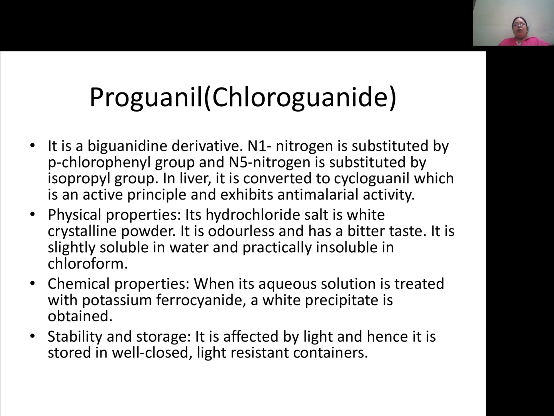Physical properties of chloroguanide or proguanil: its hydrochloride salt is a white crystalline powder. It is odorless and has a bitter taste. It is slightly soluble in water and practically insoluble in chloroform. Chemical properties: when an aqueous solution of proguanil is treated with potassium ferrocyanide, a white precipitate is obtained.